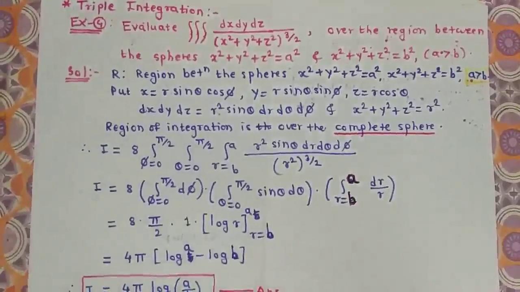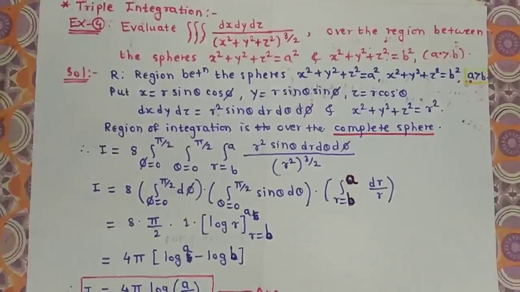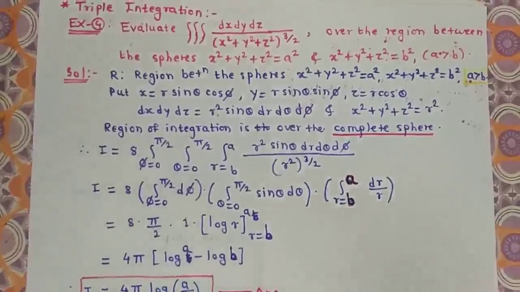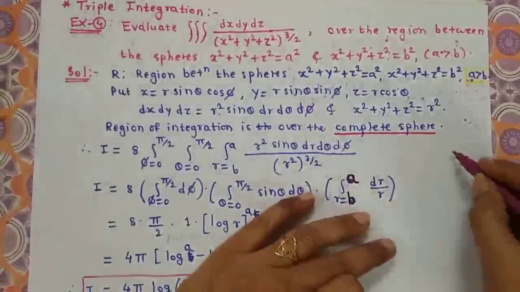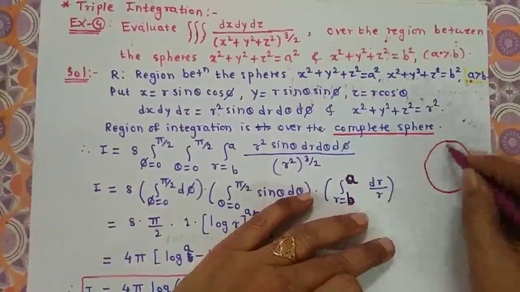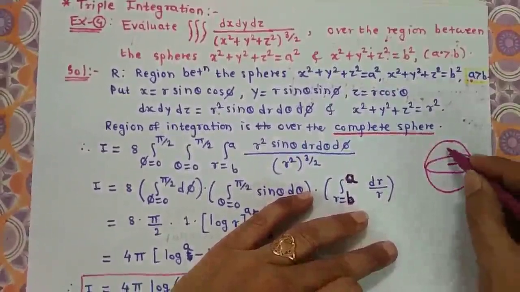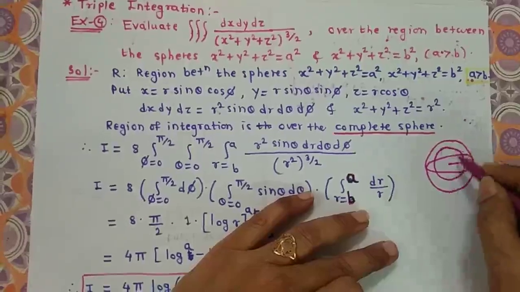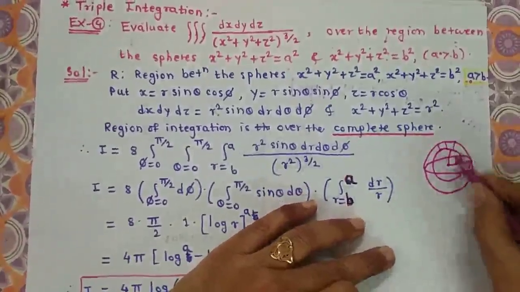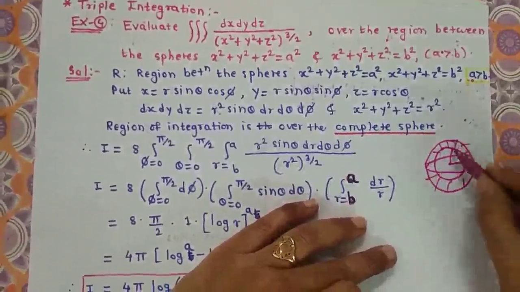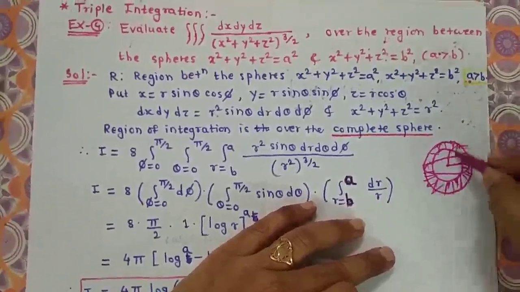Okay, so let us visualize the region between two balls. One big ball and one small ball is inserted in that ball, and both are concentric spheres, means their origins are the same. So between these two balls there is one vacant region. Suppose this is the first ball of radius a, this radius a is greater than b, and another ball of radius b is inserted in this bigger ball. And our region of integration is the region between these two spheres.